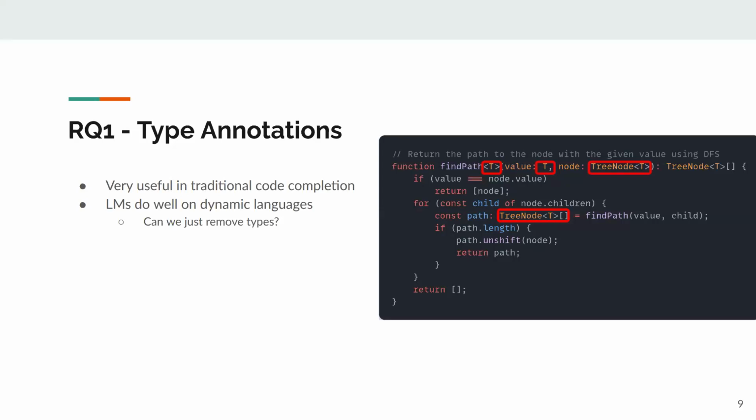So perhaps we can just remove these type annotations and we'll have a model that is maybe just as good, but we don't have to feed it as many tokens in the context window, which makes more room for other types of information which can improve the performance of these code completion models.